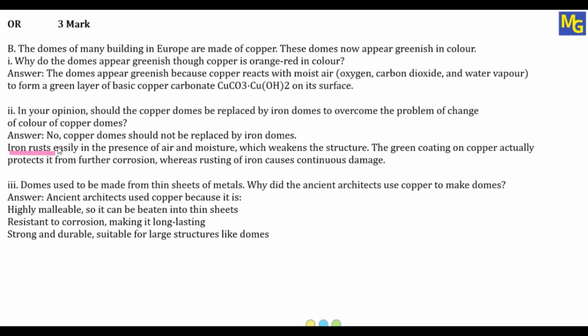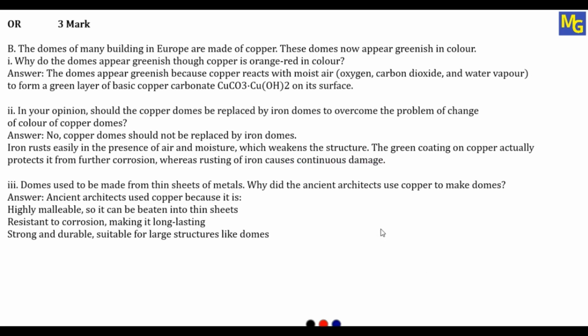Now if you compare the corrosion power of copper and iron, iron is very much reactive towards the moisture or the air. The rate of corrosion in case of iron is very high, and it rusts easily in presence of air and moisture, which weakens the structure. The structure of the dome gets weakened. The green coating of copper actually protects it from further corrosion, whereas rusting of iron causes continuous damage. This is a very important sentence you have to remember.